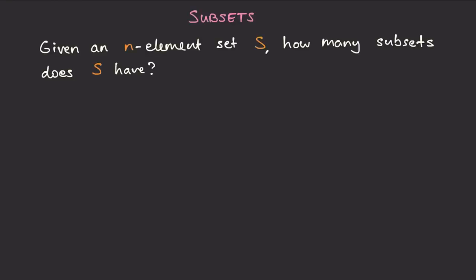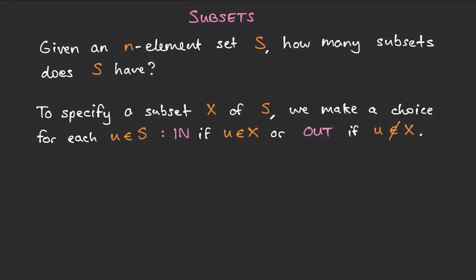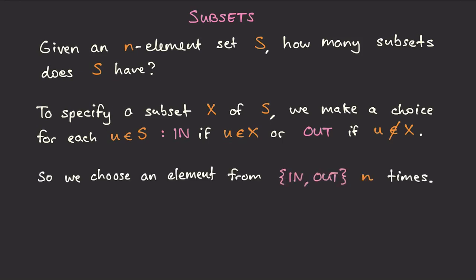The first is subsets. Here is a simple counting question. If I have an n-element set S, how many subsets does the set S have? To solve this problem using the techniques we just learned, we need to think about a subset X of S as the result of making a sequence of choices. For each element u of S, we make the choice whether that element will go into the subset X or if it won't. In other words, specifying a subset of S is the same as choosing an element from the two-element set {in, out}, n times, once for each element of S.